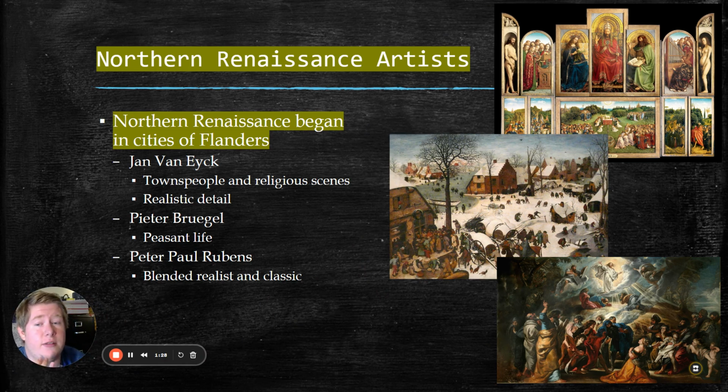We have Jan van Eyck, who depicted townspeople and religious scenes in pretty realistic detail. We have Peter Bruegel, who depicted peasant life, and Peter Paul Rubens, who blended realist and classical styles of art. So Van Eyck, we have the Ghent altarpiece, and then this one is one of Bruegel's works, and this one is Paul Rubens. Again, a lot of the same elements of the Renaissance art that we were talking about last time, but with a little bit of a northern twist.